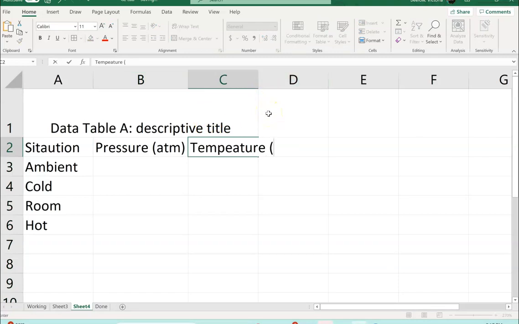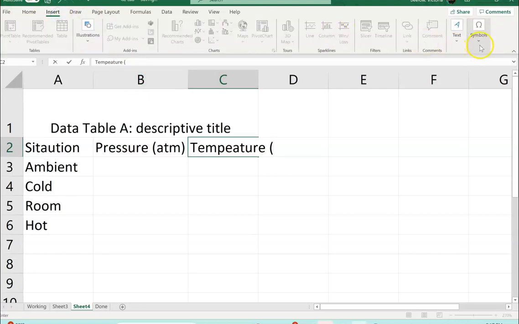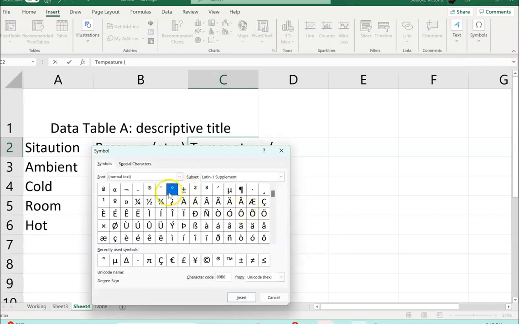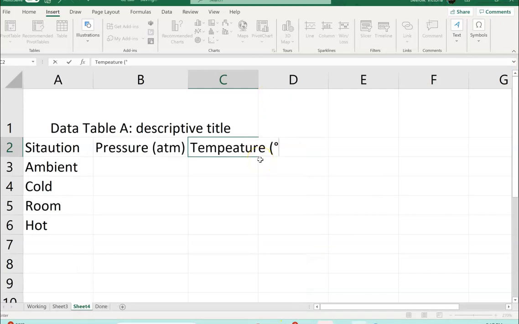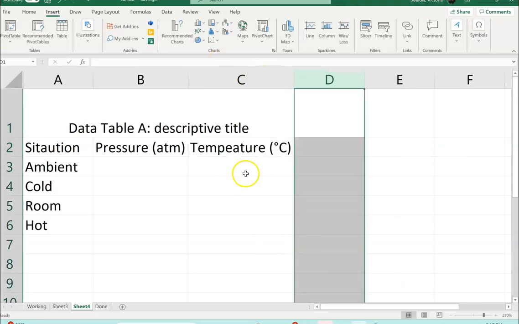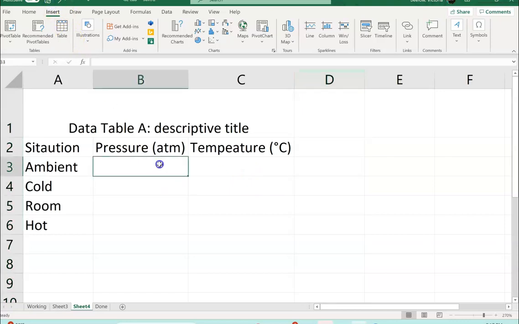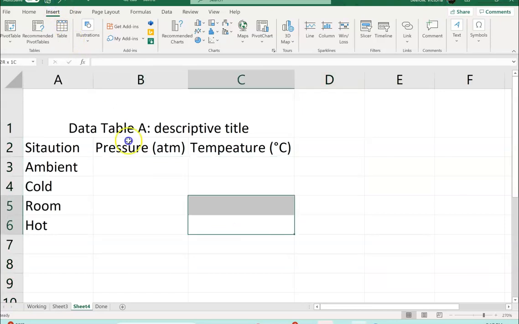The symbol for degrees Celsius, I'll show you where to find that. You might have to look a little bit. I've used it, so it comes up automatically. To get the symbol for degrees, you go to Insert, and then on the far right, it says Symbols. Symbol, and then you just got to find the degree cell. Mine's already here because I use it, and then you just insert it, close, and then a C for Celsius, and then we're gonna auto adjust.